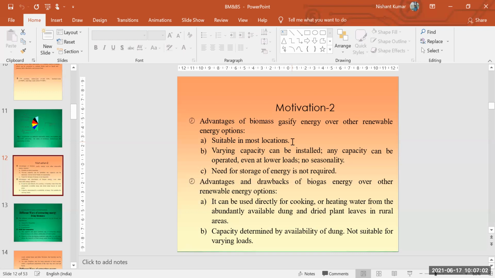I am very much in touch with NIT Jamshedpur, so I know that a few neighboring villages in Jamshedpur have been adopted by NIT Jamshedpur, and they are working on this. They have installed one biomass plant over there.